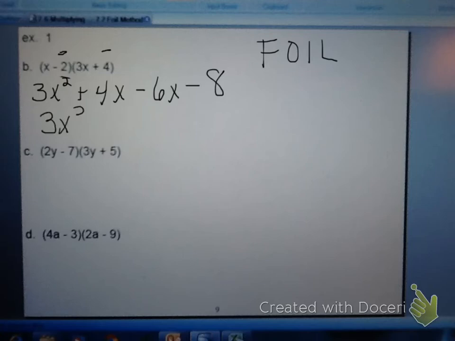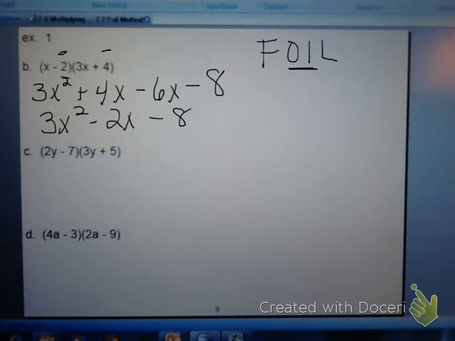Combine like terms. And usually it's the two middle terms, your outer and your inner, are the two that you will combine. Your first and your last, they will not add. They will not combine with anything. It's just usually the outer and the inner terms.